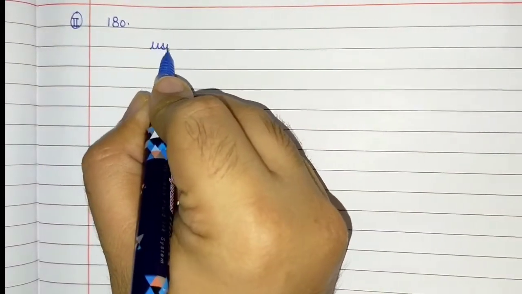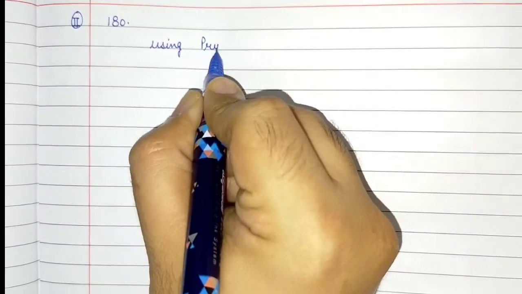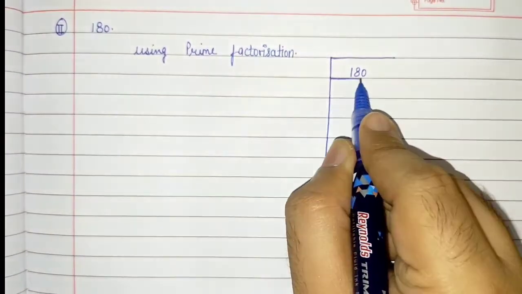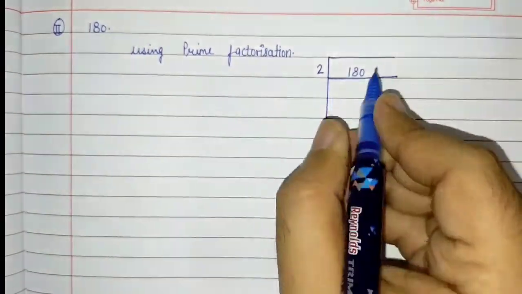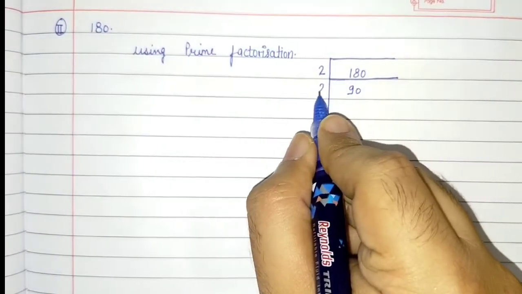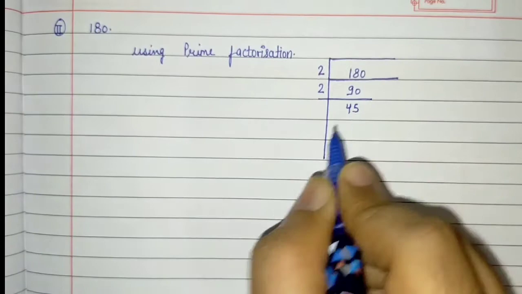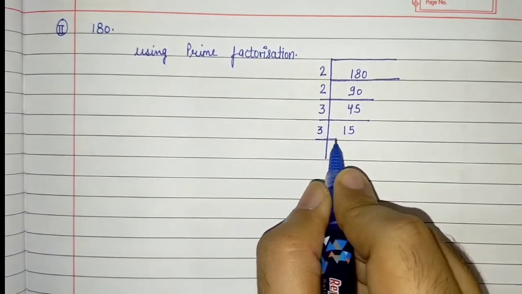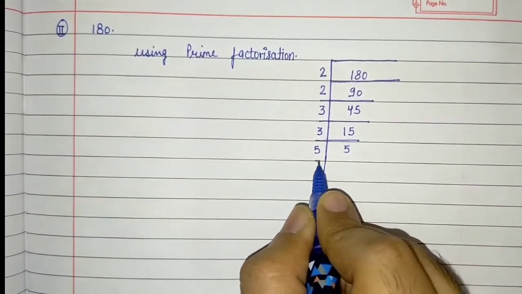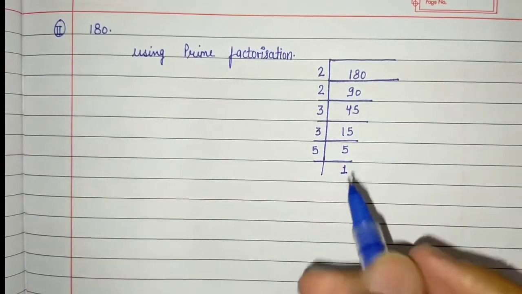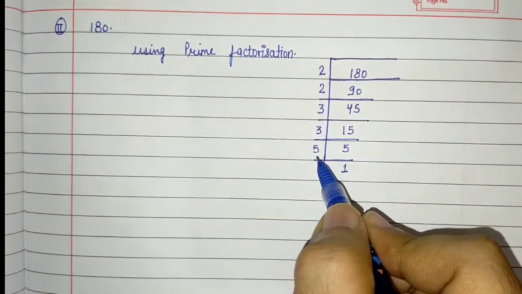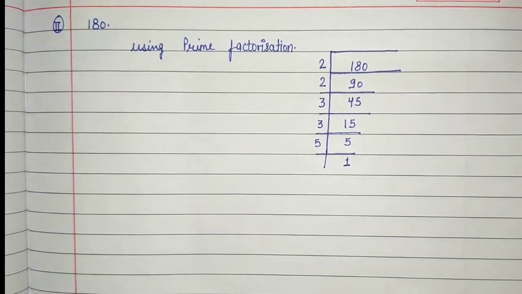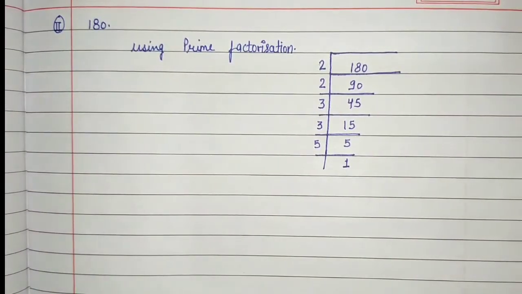Using prime factorization, we will find the prime factors of 180. So divide by 2, 90, again divide by 2, 45. Next divide by 3, 15, again divide by 3, 5, and at last 1. Very simple question. 2 has a pair, 3 has a pair, 5 has no pair, so it should be multiplied with 5. This is our answer. So just write it in statements.